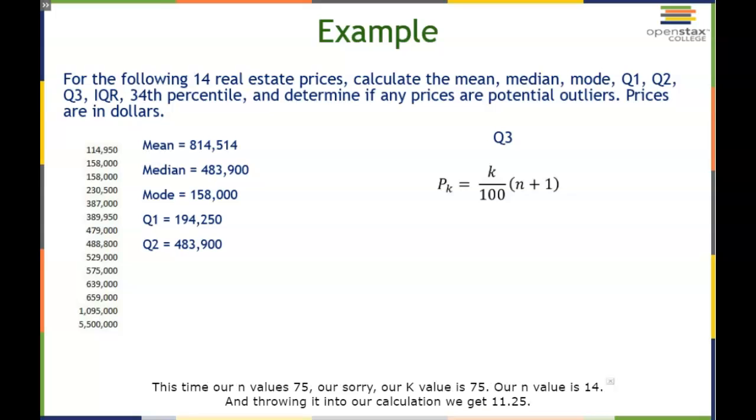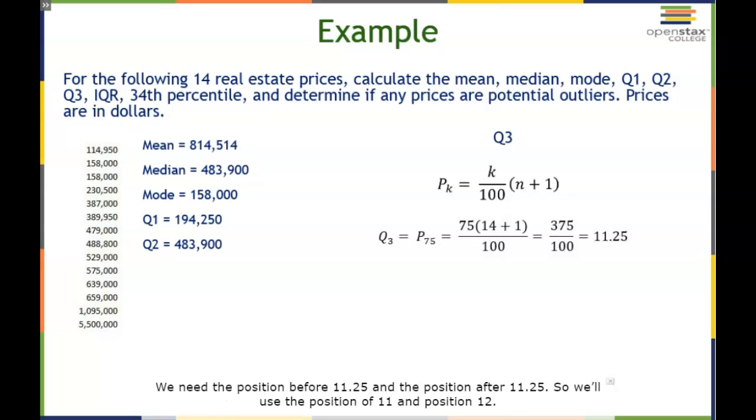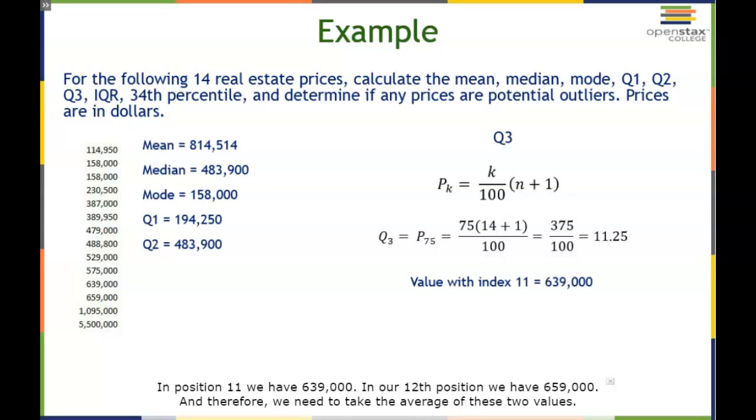This time our K value is 75, our N value is 14, and throwing it into our calculation, we get 11.25. We need the position before 11.25 and the position after 11.25, so we'll use position 11 and position 12. In position 11, we have 639,000. In our 12th position, we have 659,000, and therefore we need to take the average of these two values.